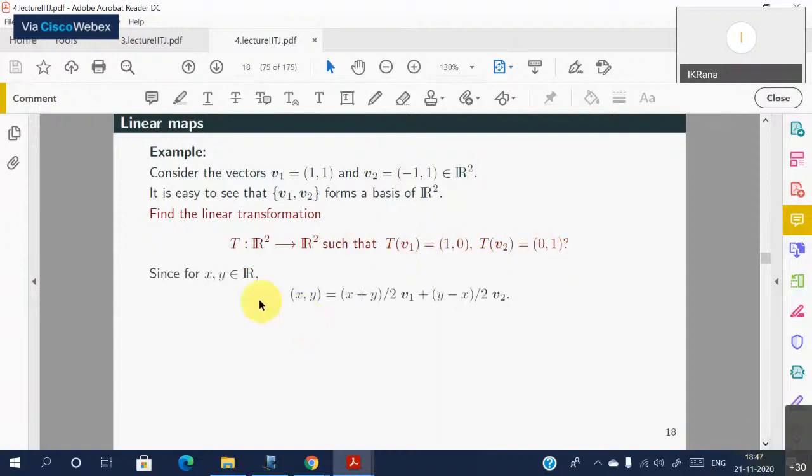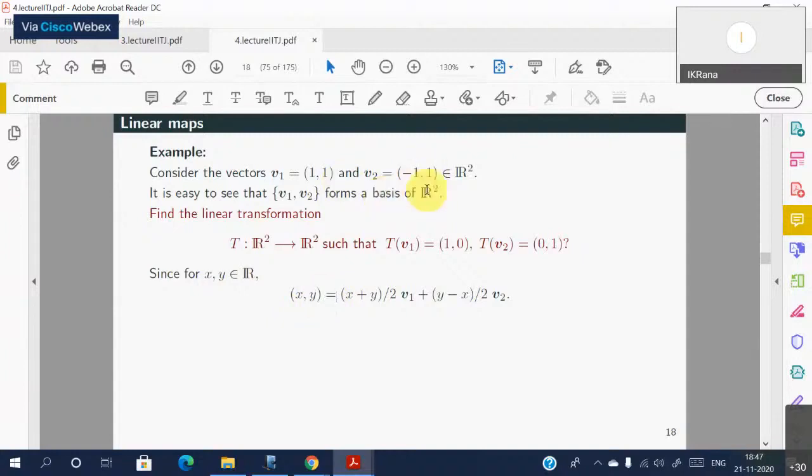If I write x, y, any point in R2, then first I have to express this in terms of the basis elements. If I do that, it is (x plus y) by 2 times V1 plus (y minus x) by 2 times V2. So here comes finding the linear combination that gives you the representation of any element of the span, and that is the representation.